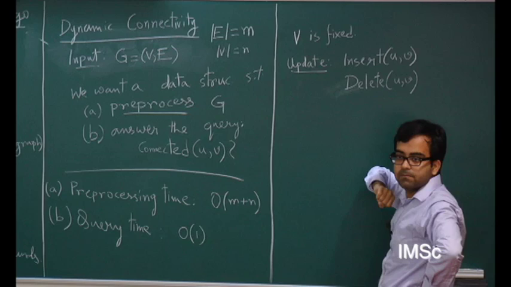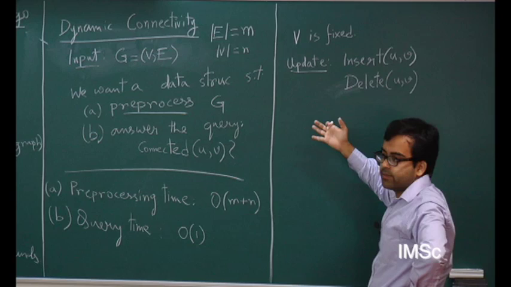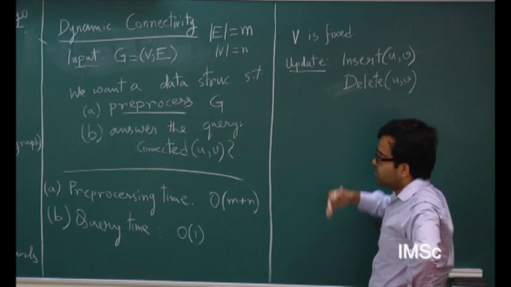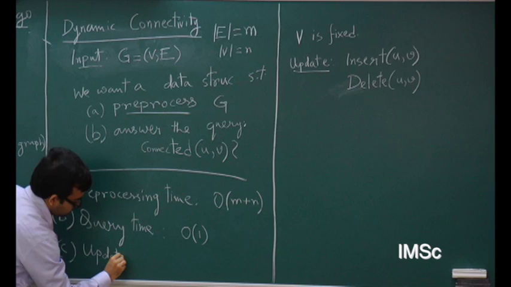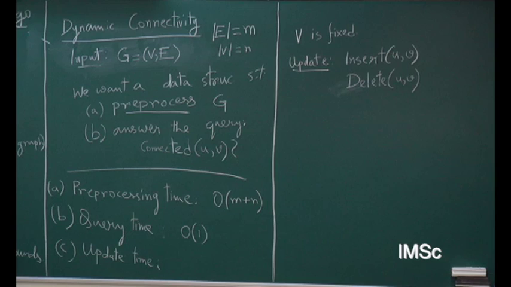So, delete an existing edge from E. What your data structure needs to do? It needs to adjust itself, right? Because now it has a new graph after this update. So, here comes the third metric, update time. How quickly can the data structure adjust itself? That is called the update time. So, is the problem now clear?